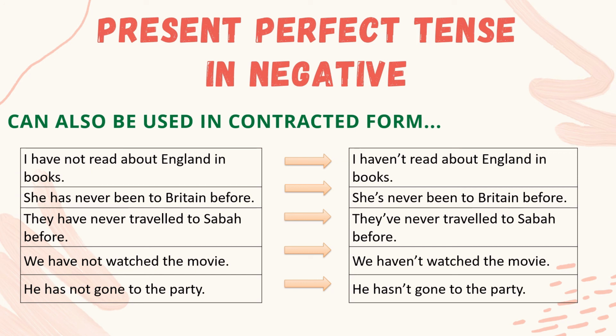The next sentence, we have not watched the movie. It will become we haven't watched the movie. The last example, he has not gone to the party. It will become he hasn't gone to the party.